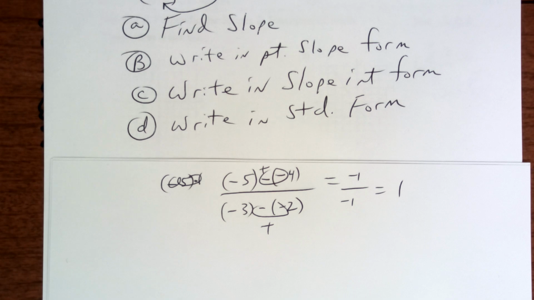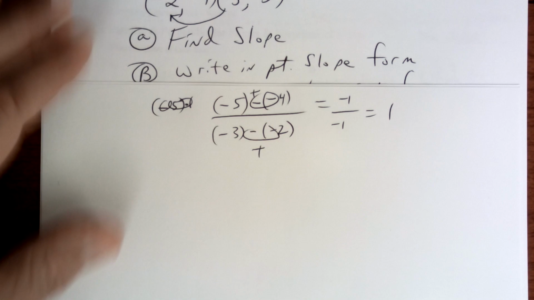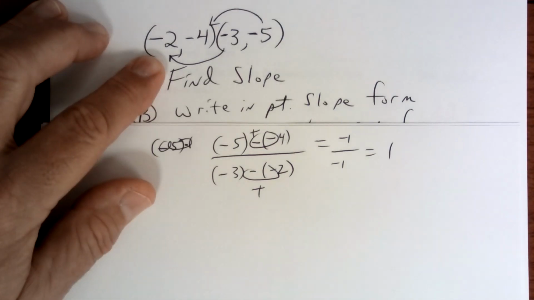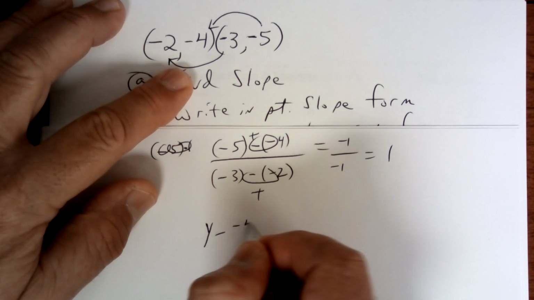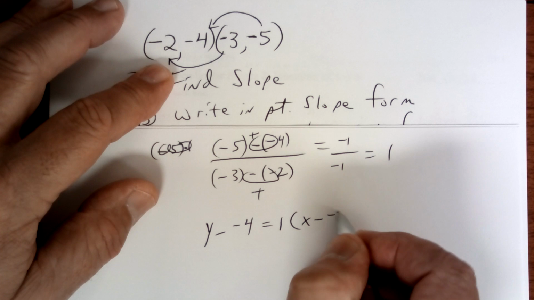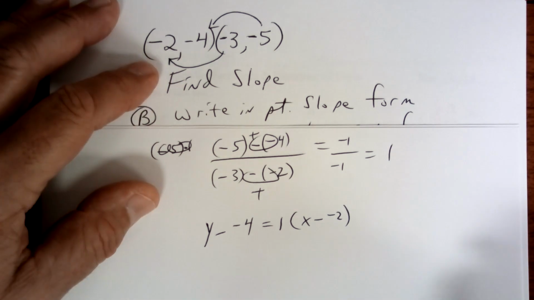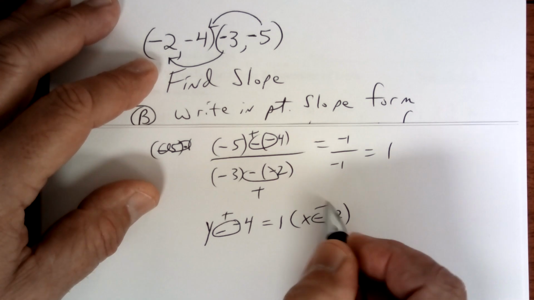Okay, double negative. It says write in slope-intercept form. We're going to use the first point here. So it's going to be y minus my y equals my slope, and then x minus my x. And there it is, and that is point slope form. You can clean this up, put a plus here and a plus here.